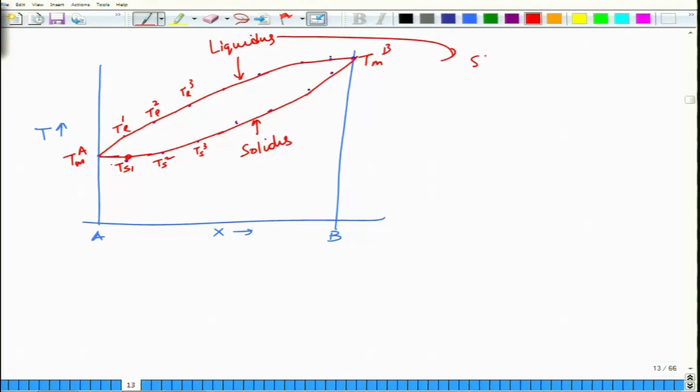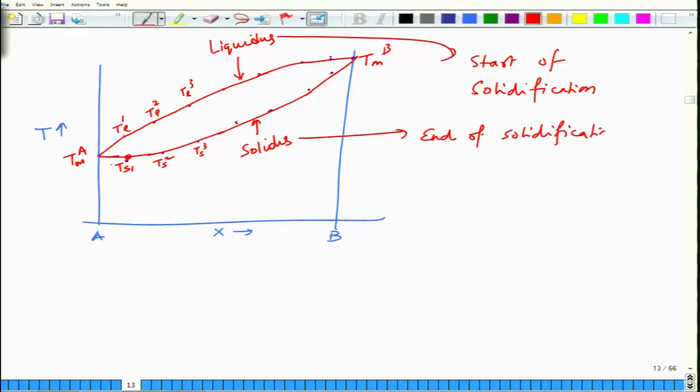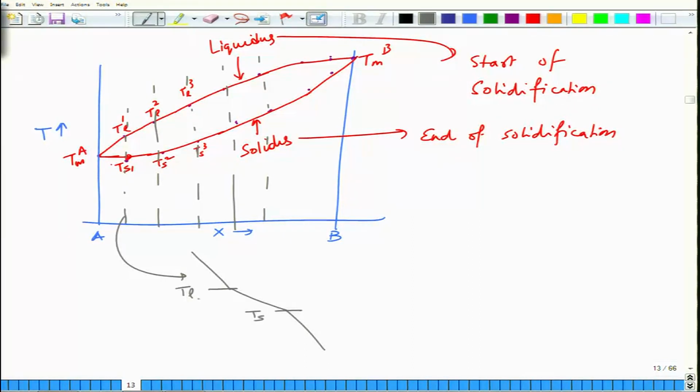So this marks the start of solidification and this marks the end of solidification, and these curves are obtained. So for each composition you are going to obtain a curve like this. This will be TL, this will be TS, and this is what you have stitched together.